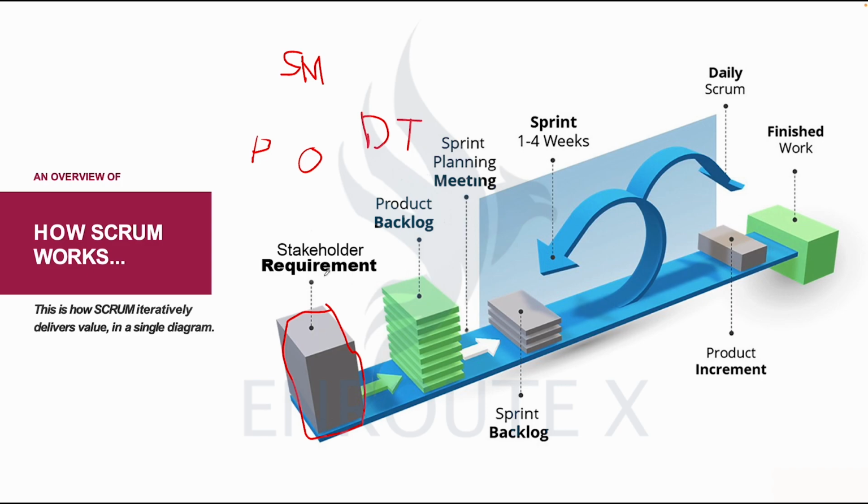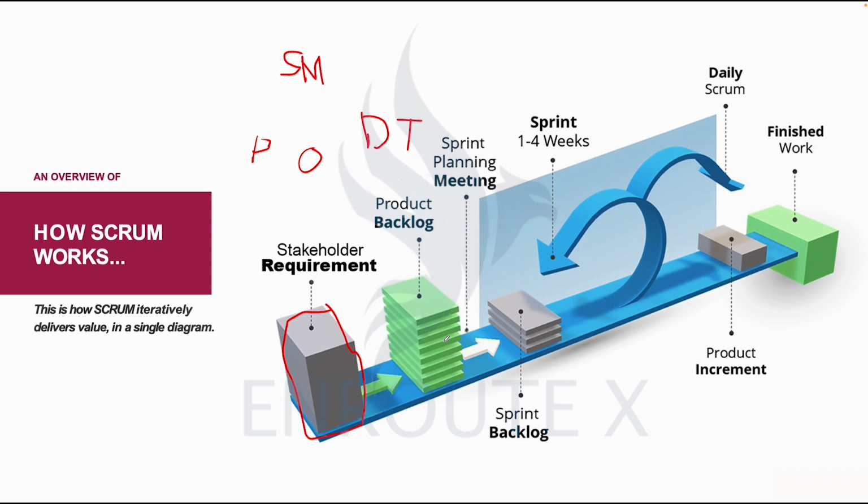So we have the stakeholder requirements, and we have the product backlog, and the product backlog, from what we can see here, is the same as the stakeholder requirement, but broken into smaller pieces.